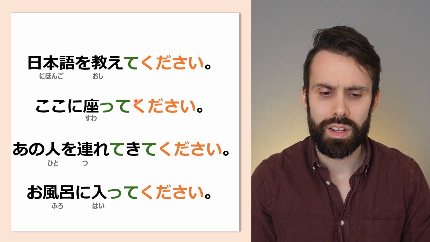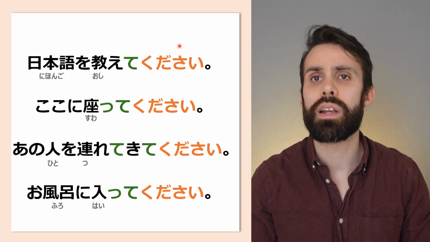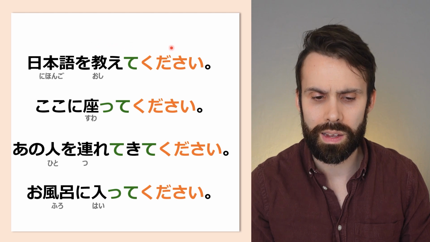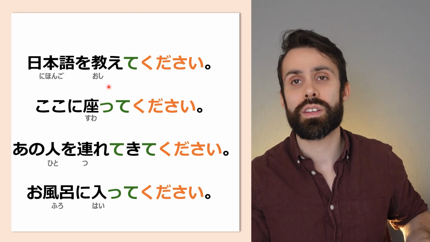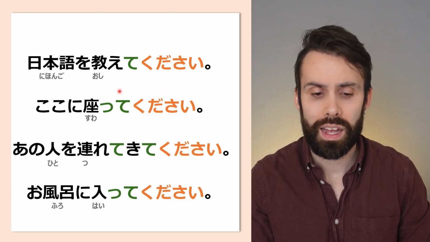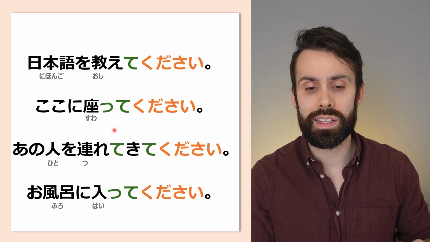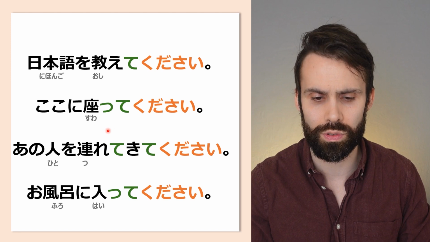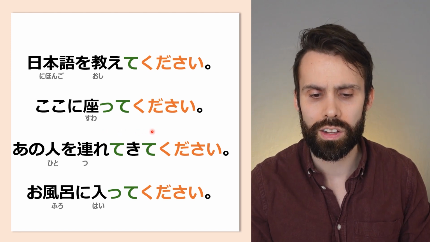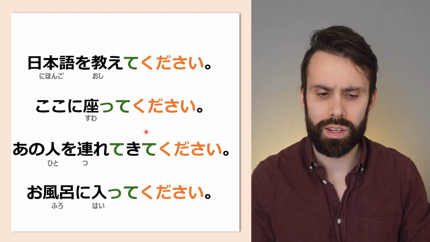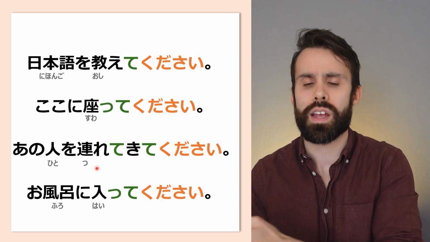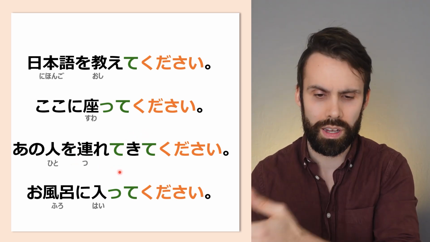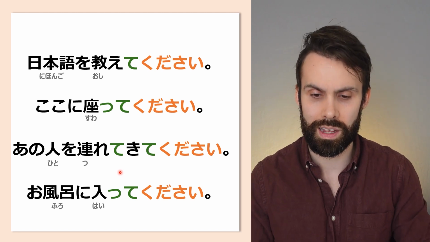Some more examples. 日本語を教えてください, please teach me Japanese. ここに座ってください, please sit here. あの人を連れてきてください, please bring that person. Here we also have a double te form: 連れてきて, to bring along. お風呂に入ってください, please take a bath. お風呂に入る means to take a bath.